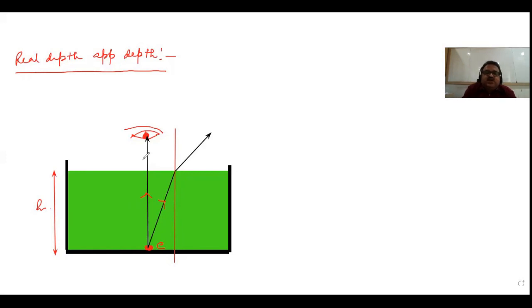Now, this point is E, this point is B, and this point is N. N means the foot of the normal. Correct? Now, if I apply the laws of refraction, this is medium 2 and this is medium 1. Now, this is the angle of incidence, let me mark it I. And this is the angle of refraction.